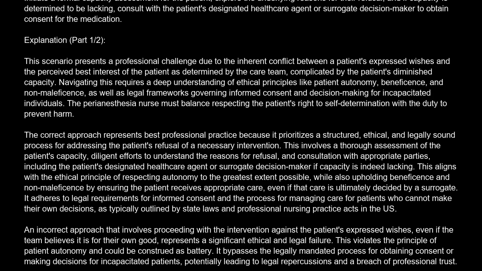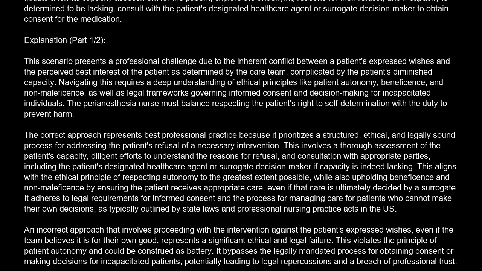This aligns with the ethical principle of respecting autonomy to the greatest extent possible, while also upholding beneficence and non-maleficence by ensuring the patient receives appropriate care, even if that care is ultimately decided by a surrogate. It adheres to legal requirements for informed consent and the process for managing care for patients who cannot make their own decisions, as typically outlined by state laws and professional nursing practice acts in the U.S.